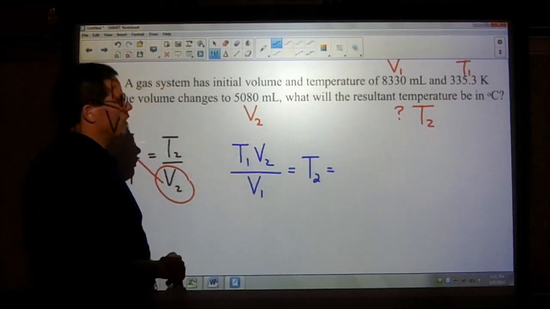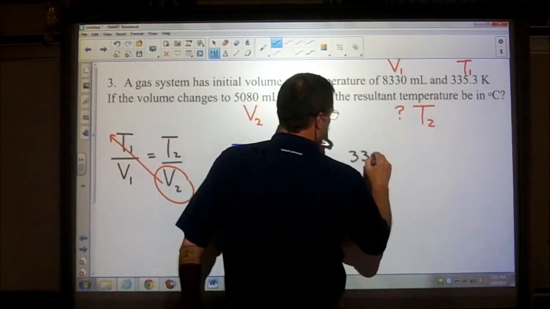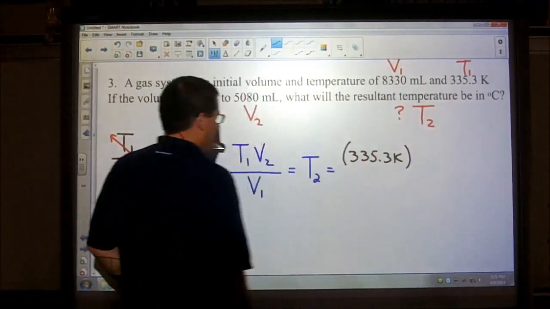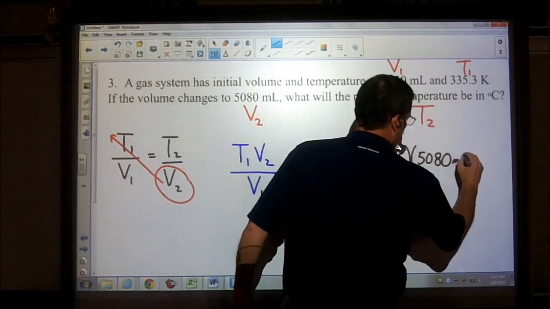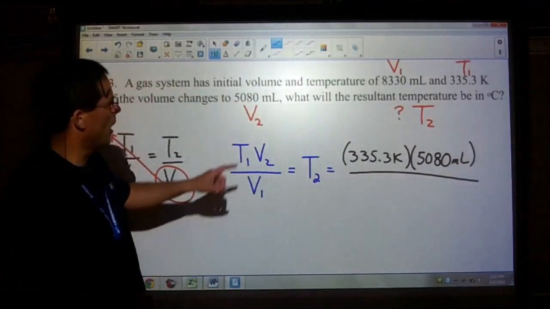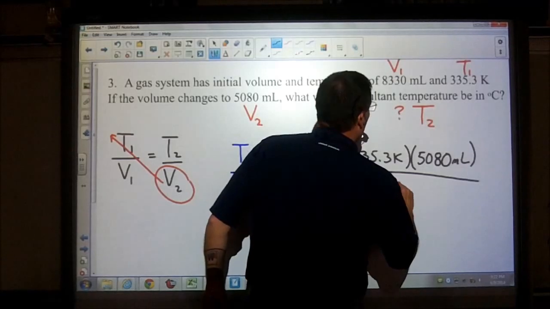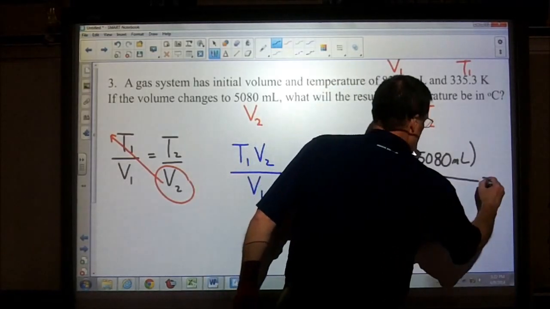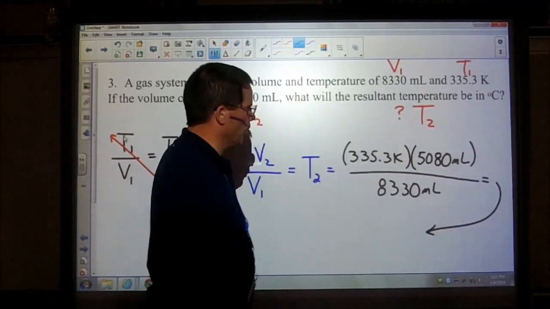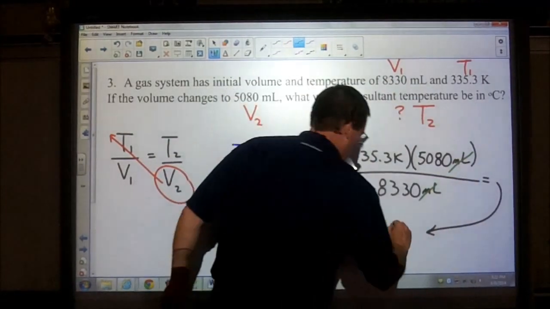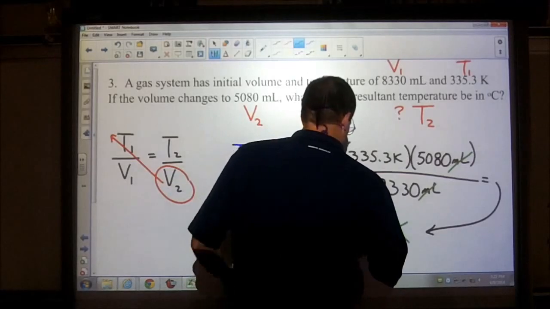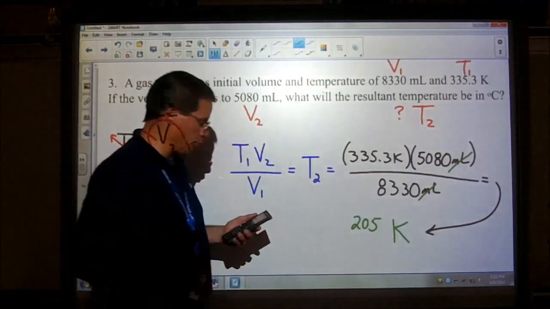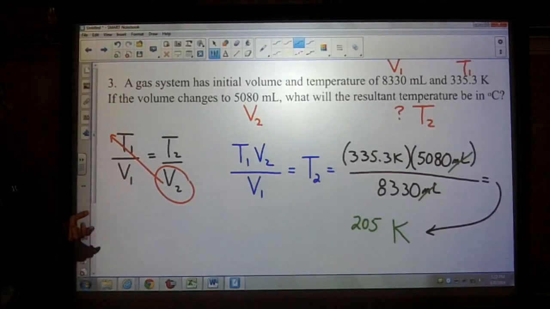So let's go ahead and plug these in. T1 is 335.3 Kelvin, and V2 is 5080. And then my initial volume was 8,330. The units that cancel out are milliliters, so we're left with Kelvin. So let's find out what that is. That gives me around 205. Now my calculator says 204.481, but again, 3 sig figs is nice. Okay, so 205.